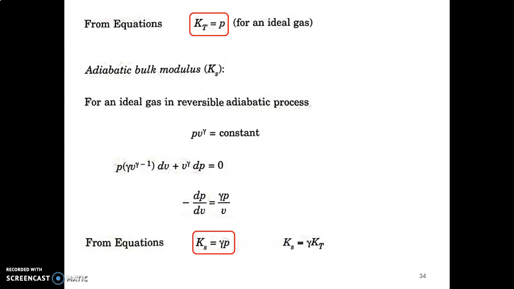We all know that P is equal to KT in the case of isothermal flow. Therefore, the adiabatic flow bulk modulus Ks and the isothermal flow bulk modulus KT can be related like this: Ks is equal to gamma into KT. This relation is very important. It has been asked in so many university question papers, so it is important to learn this relation.